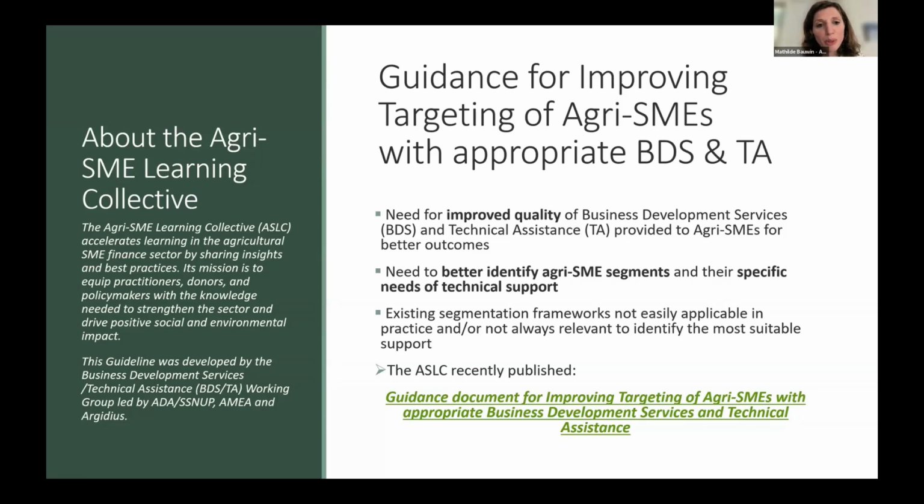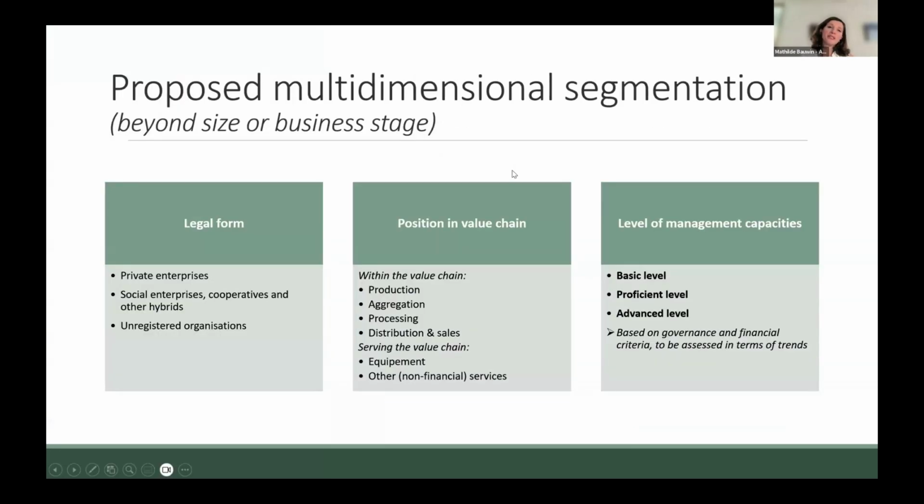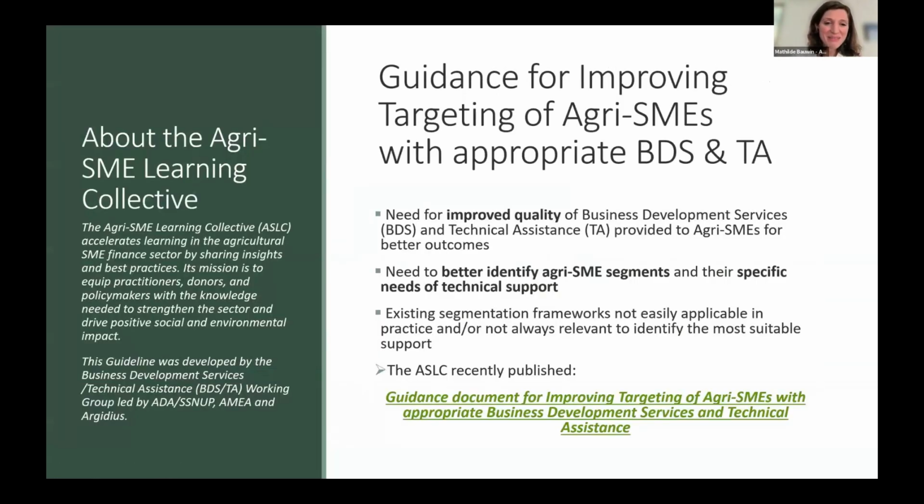And we recently published a document entitled Guidance for Improving Targeting of Agri-SMEs with Appropriate BDS and TA. So you could download the document. Maybe we can add the link in the chat. I provide it here to get all the details. But basically, I will introduce the main part of this document. And first, I will start with, you can go back, Mark. Yes, I will just explain the why we worked on this.